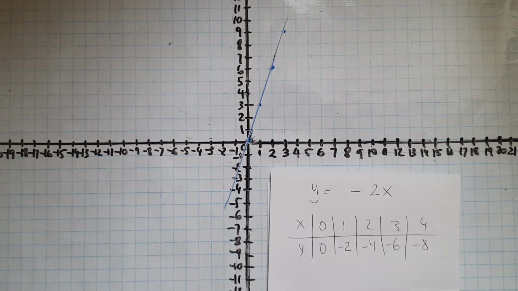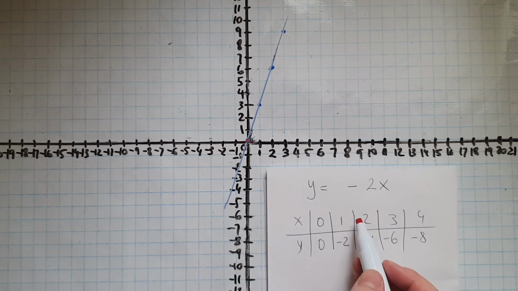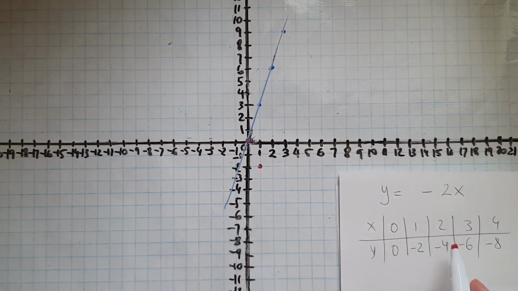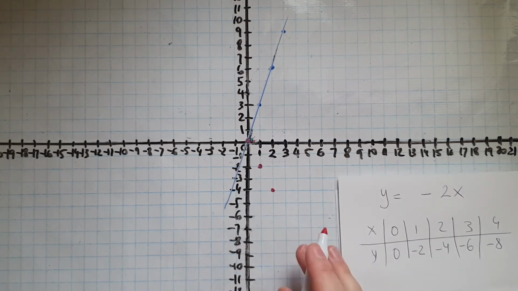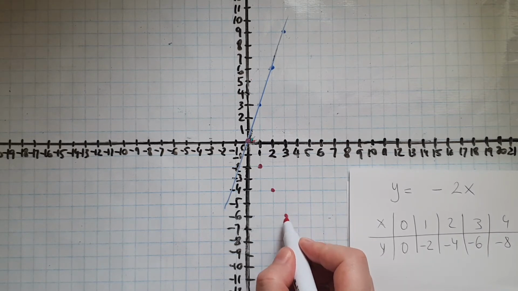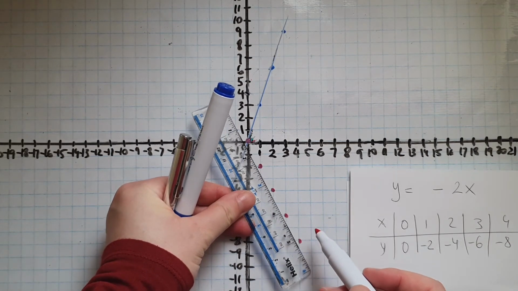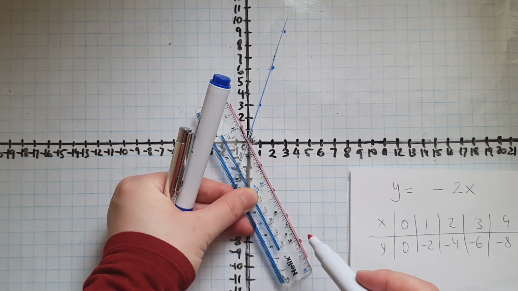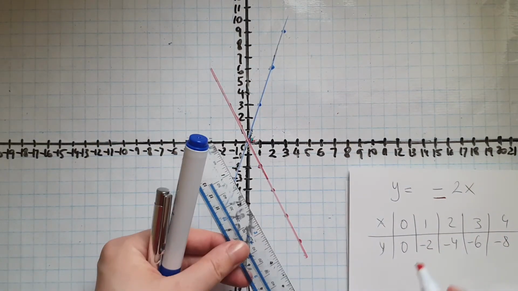So plotting these points, there we have 0, 0, 1, negative 2, 2, negative 4, 3, negative 6, 4, negative 8. So as you can see, this is going downwards because it has a negative gradient, which you can see here.